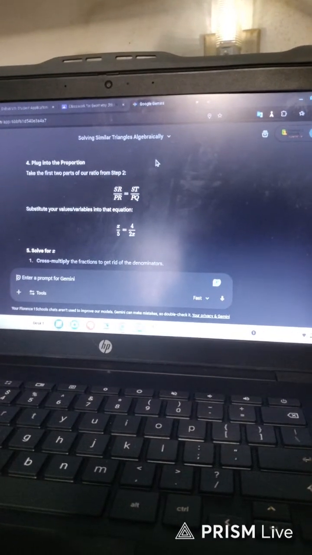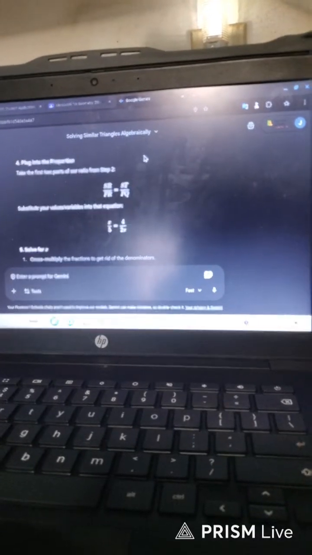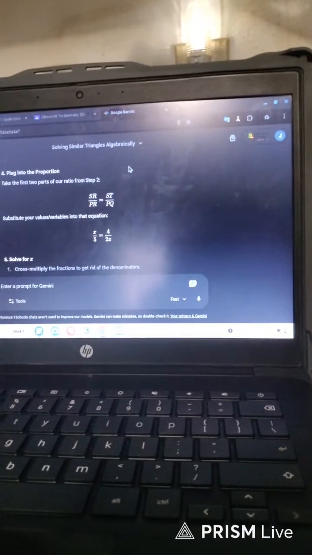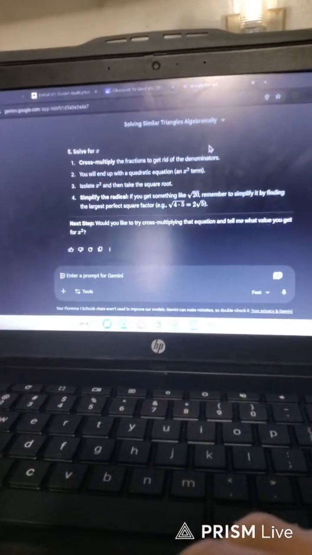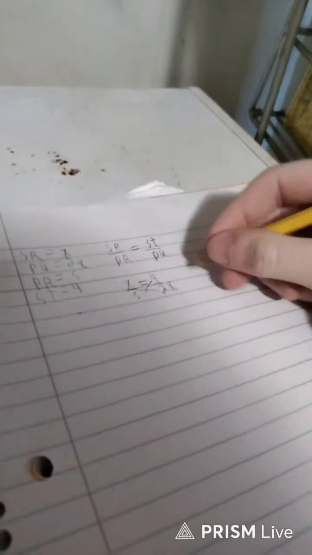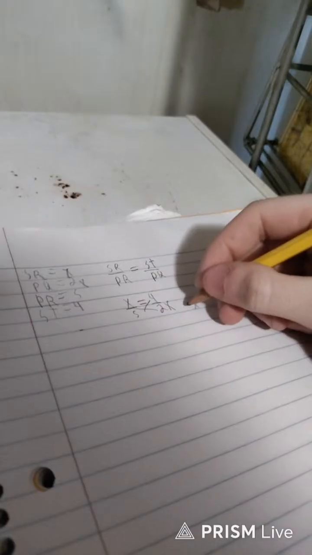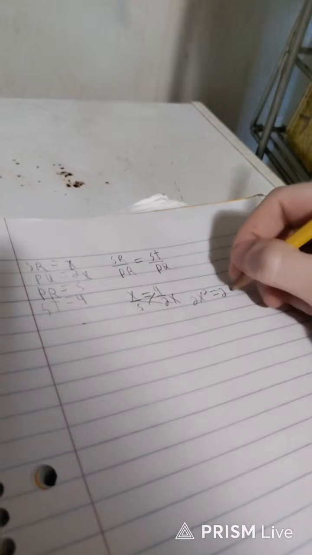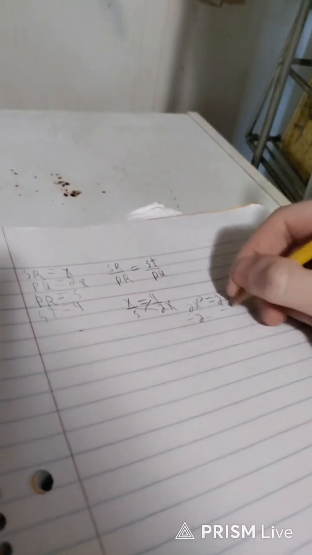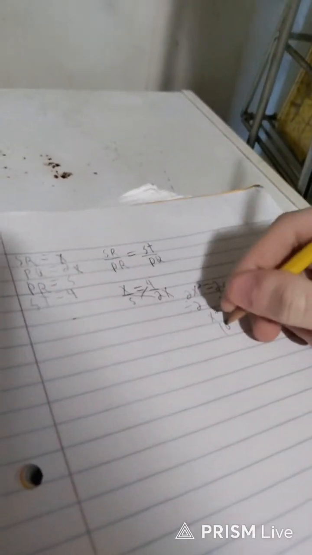PR equals ST over PQ. So it's going to be x over 5 is equal to 4 over 2x. Solve for x. Alright, this is easy. So we do this and do that. So it's just 2x squared, and it's equal to 20. So it's divided by 2. Divided by 2. That's x squared is equal to 10.